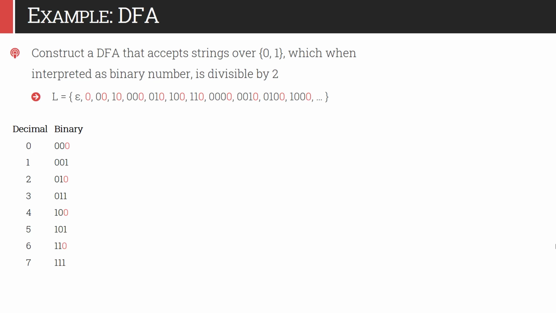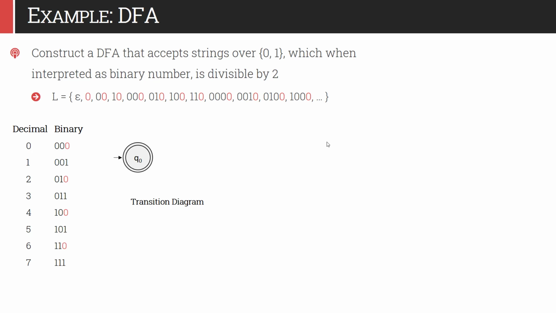So this would be the language for the given definition: L contains epsilon, 0, 00, 10, 000, and so on. Any string ending in 0 would be part of the language. So epsilon is a part of the language, so the initial state would be the final state. So Q0 is the initial state as well as the final state.